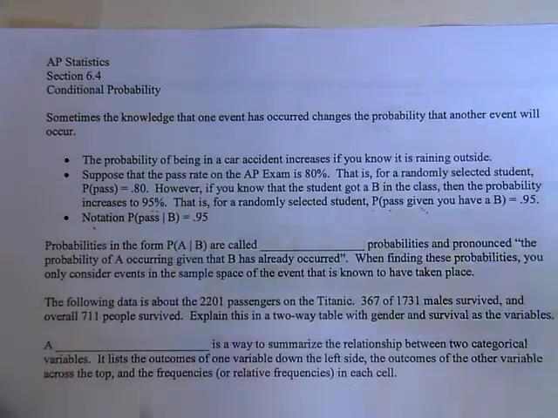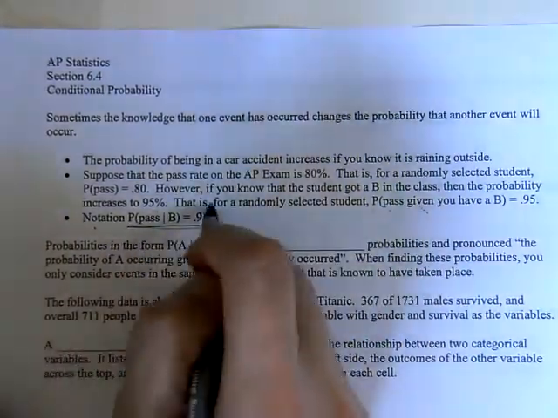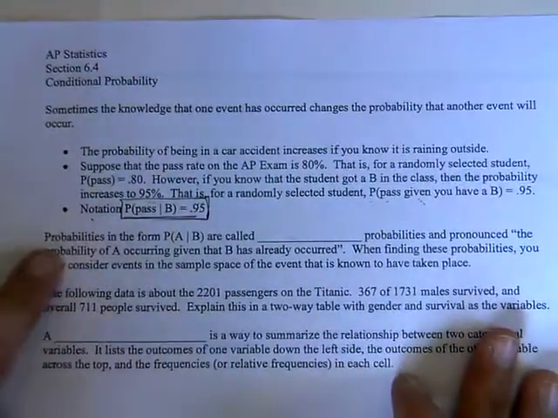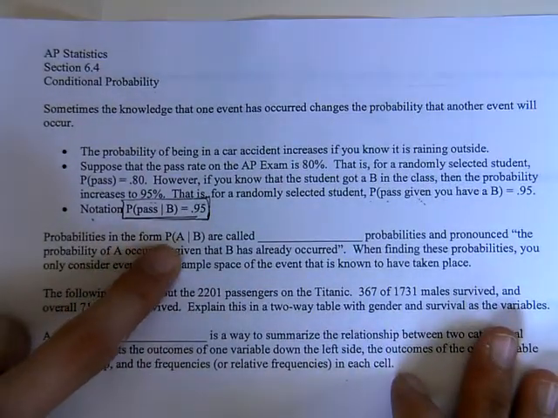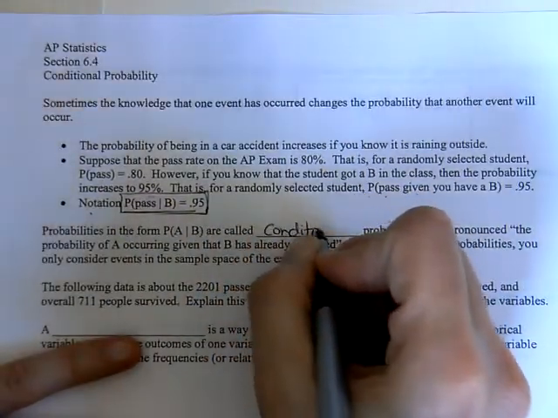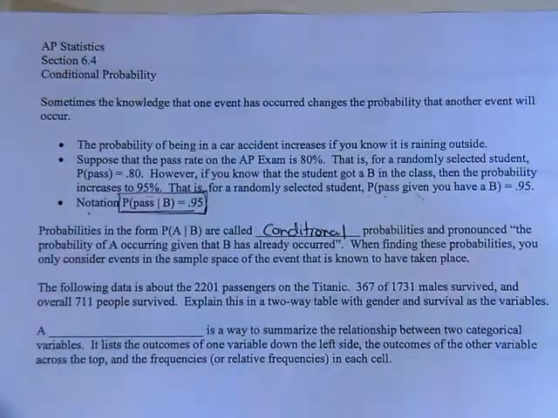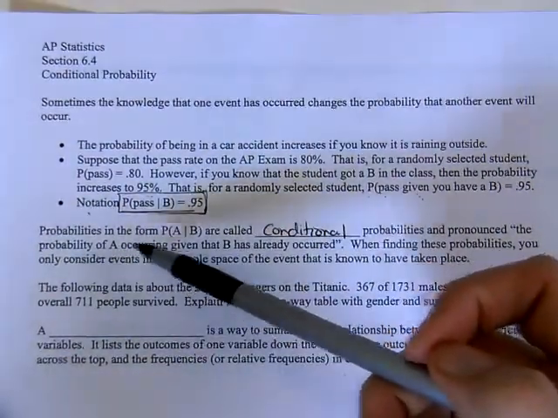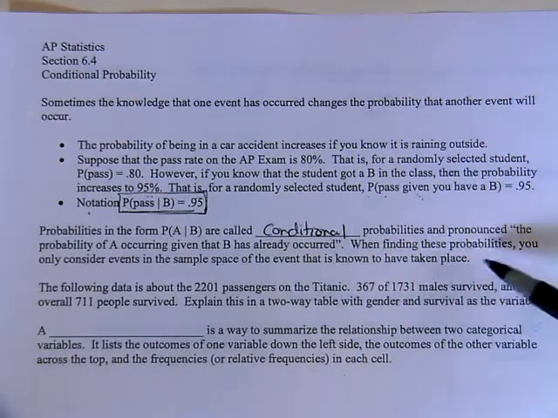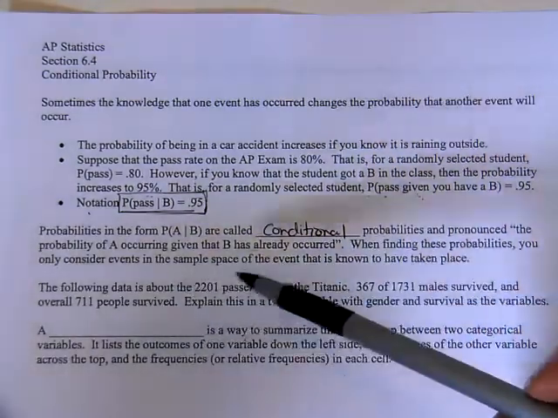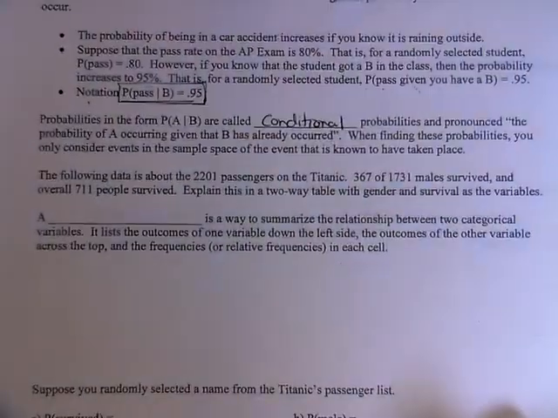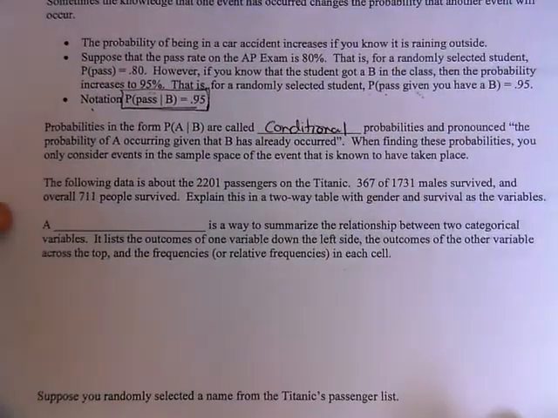So that slash is the part where you know it's conditional, and it's a given. So probabilities in the form of probability of A slash B, those are called conditional probabilities. So it's the probability of event A occurring given that event B has already occurred. When finding these probabilities, you only have to consider events in the sample space of the event that is known to have taken place. So our big example of the day is we're going to talk about the Titanic.